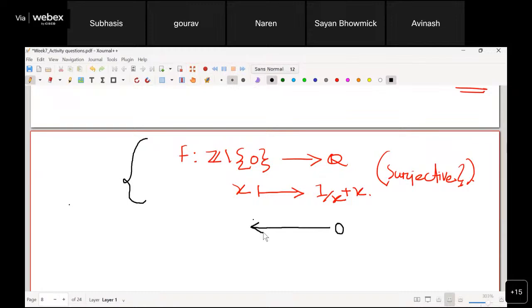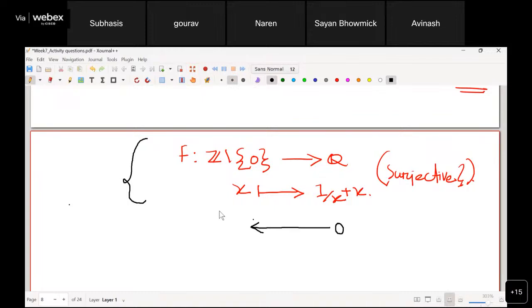For any input to this function, let's take -1 or -2, or 1 or 2, whether it's minus or plus, it's adding. It's x plus 1 by x. For any arbitrary value, let's say -1, 1 by -1 means -1, and again -1, so it's giving us -2. So we are not getting any pre-image for 0 in the domain.